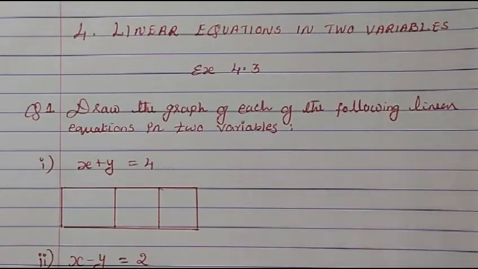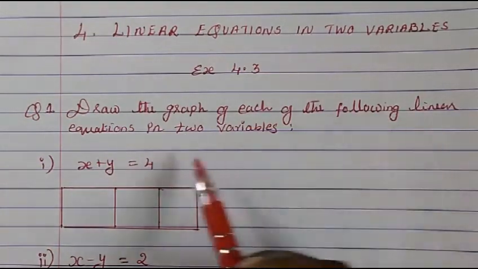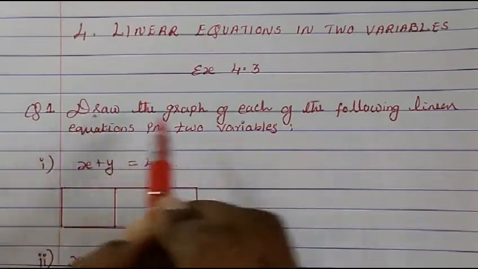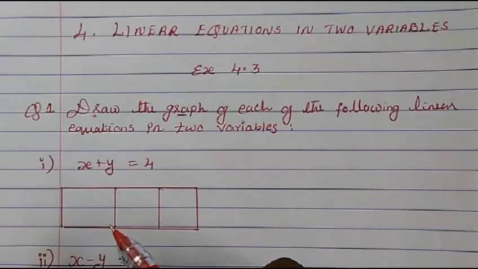Today we are going to study from class 9, chapter 4, linear equations in two variables. Exercise 4.3, question 1. Draw the graph of each of the following linear equations in two variables. So in this question we have to draw the graph of each of the equations that are given to us. So we have four equations. So let's do it one by one.